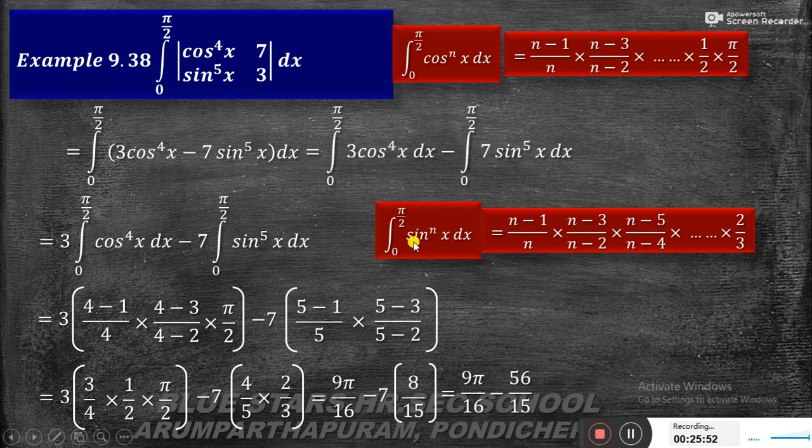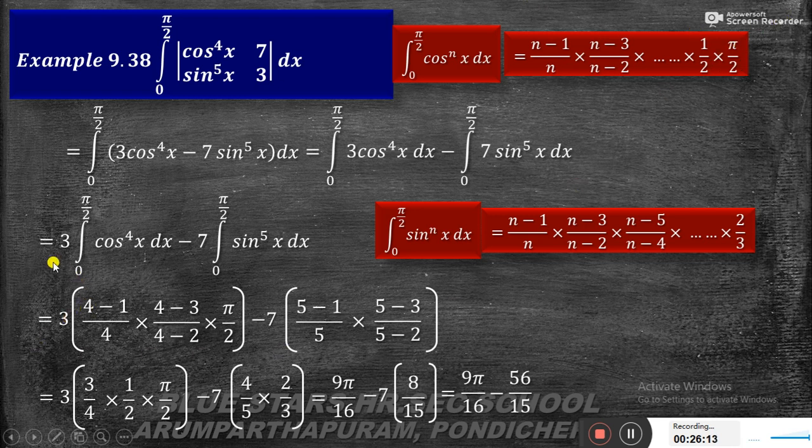So in the next step you write integral 0 to pi by 2 sin power nx dx equal to n minus 1 by n, n minus 3 by n minus 2, n minus 5 by n minus 4, up to 2 by 3. Next, integral 0 to pi by 2 cos power nx dx equal to n minus 1 by n, n minus 3 by n minus 2, up to 1 by 2 into pi by 2.